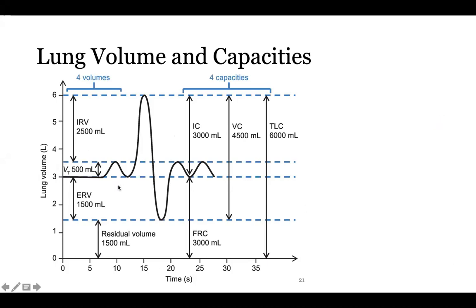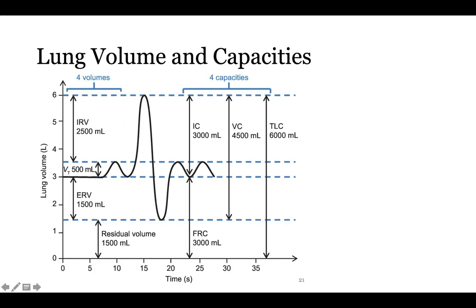In this section of the graph, the person is told to just breathe normally. This is what we call the tidal volume. The volume is approximately half a liter. It is just normal breathing, a normal breath in and a normal breath out. But if you are told to inhale as much as you can, we call it the inspiratory reserve volume. That's what is shown right here on this portion of the curve.